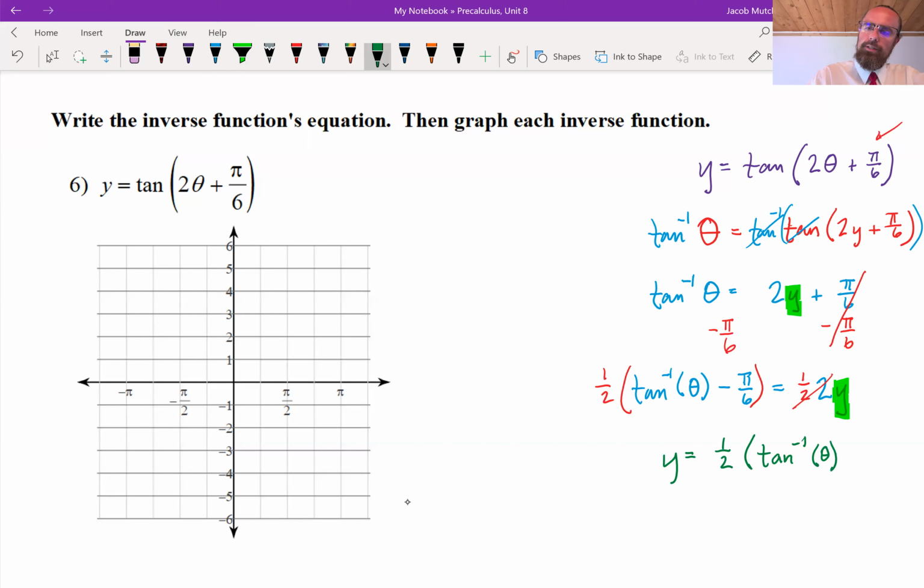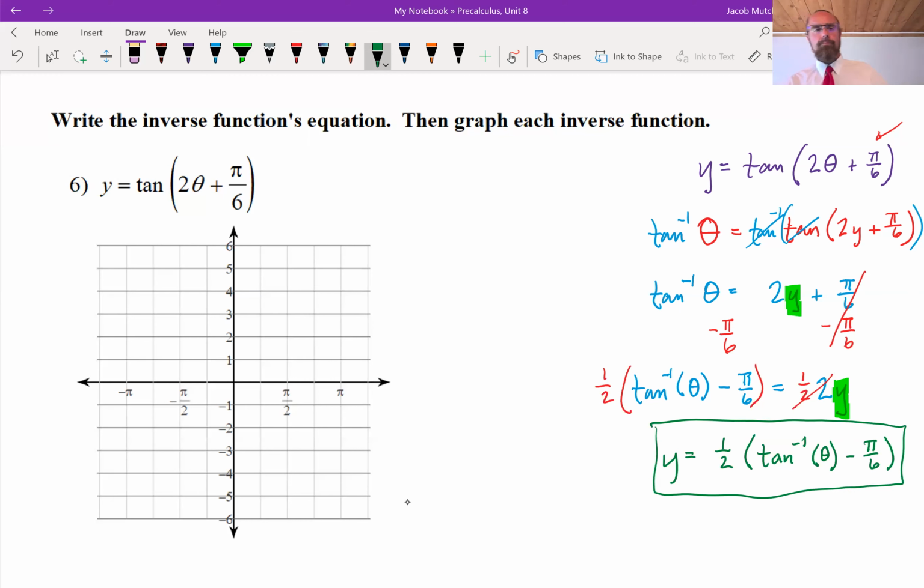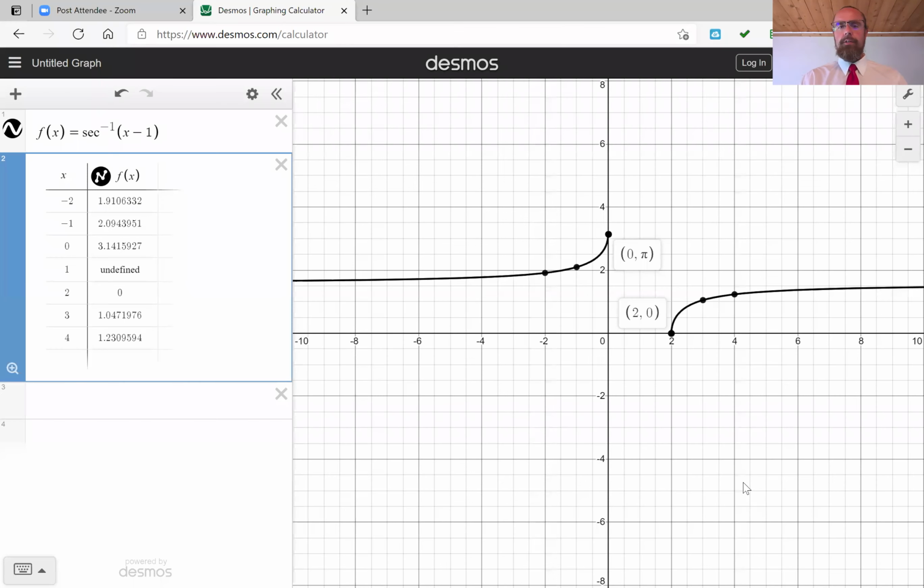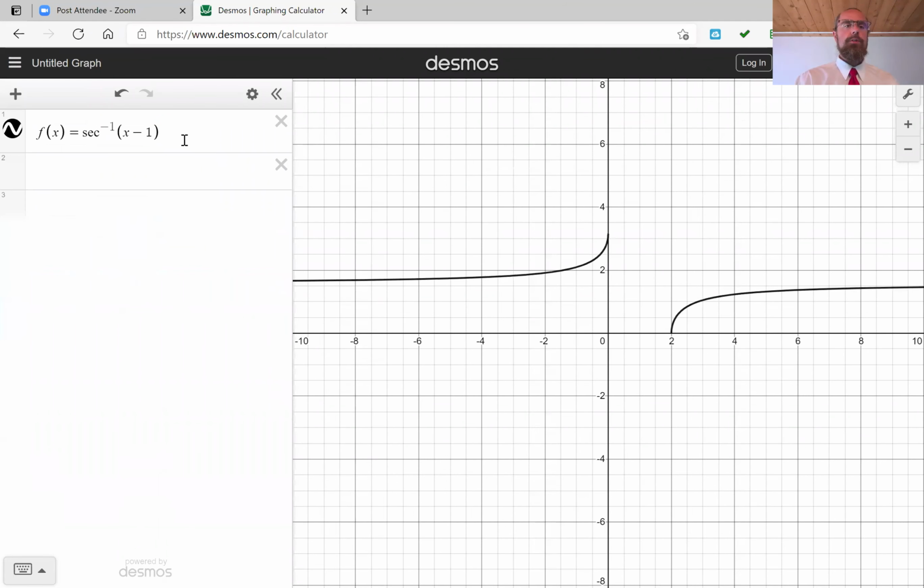And I'll put those parentheses minus pi over 6. Close parentheses. And I will box that. Again, that's half my answer, the actual inverse equation. So to get our graph, what I'd like to do is again head to Desmos. Desmos does a nice job of restricting the domain of inverse trig functions for us.